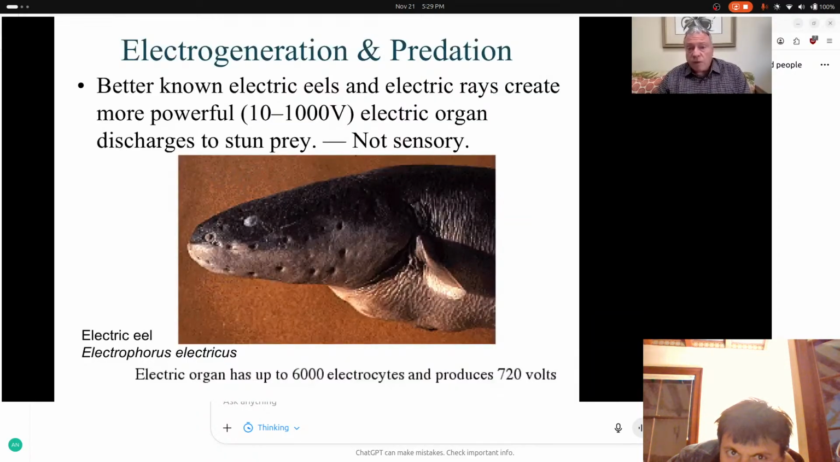Now again, a sidebar to that, there are some animals that have used this ability to create electric fields not as a sensory system, but as a predatory system. And so electric eels and electric rays can create these really big jolts of electricity. We're talking 10 to 1,000 volts to knock out their prey. Their electric organ has like 6,000 of these electrocytes, electricity producing cells, these little modified muscle cells lined up like capacitors, and produce these 720 volts in the case of this electric eel, which is a freshwater fish.